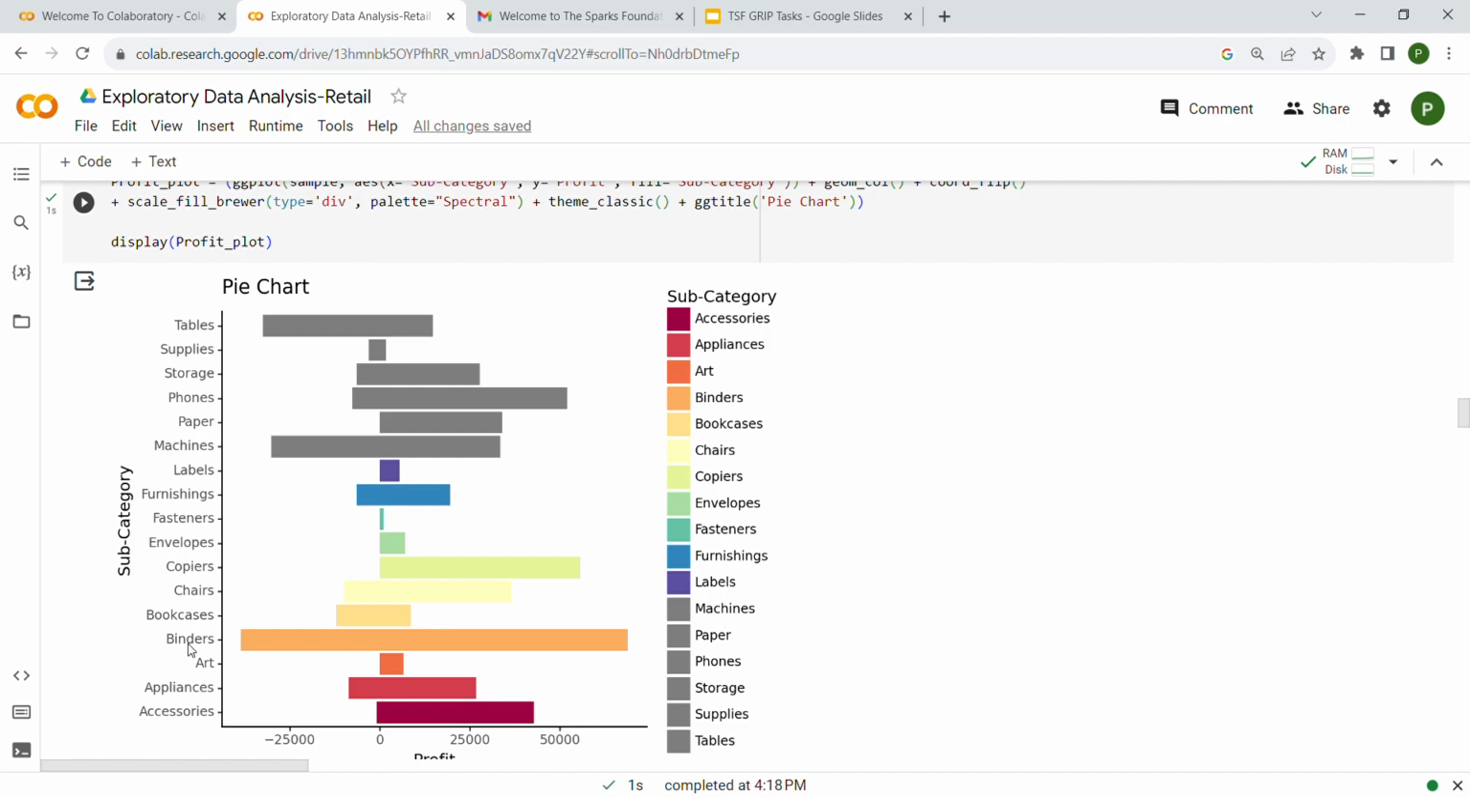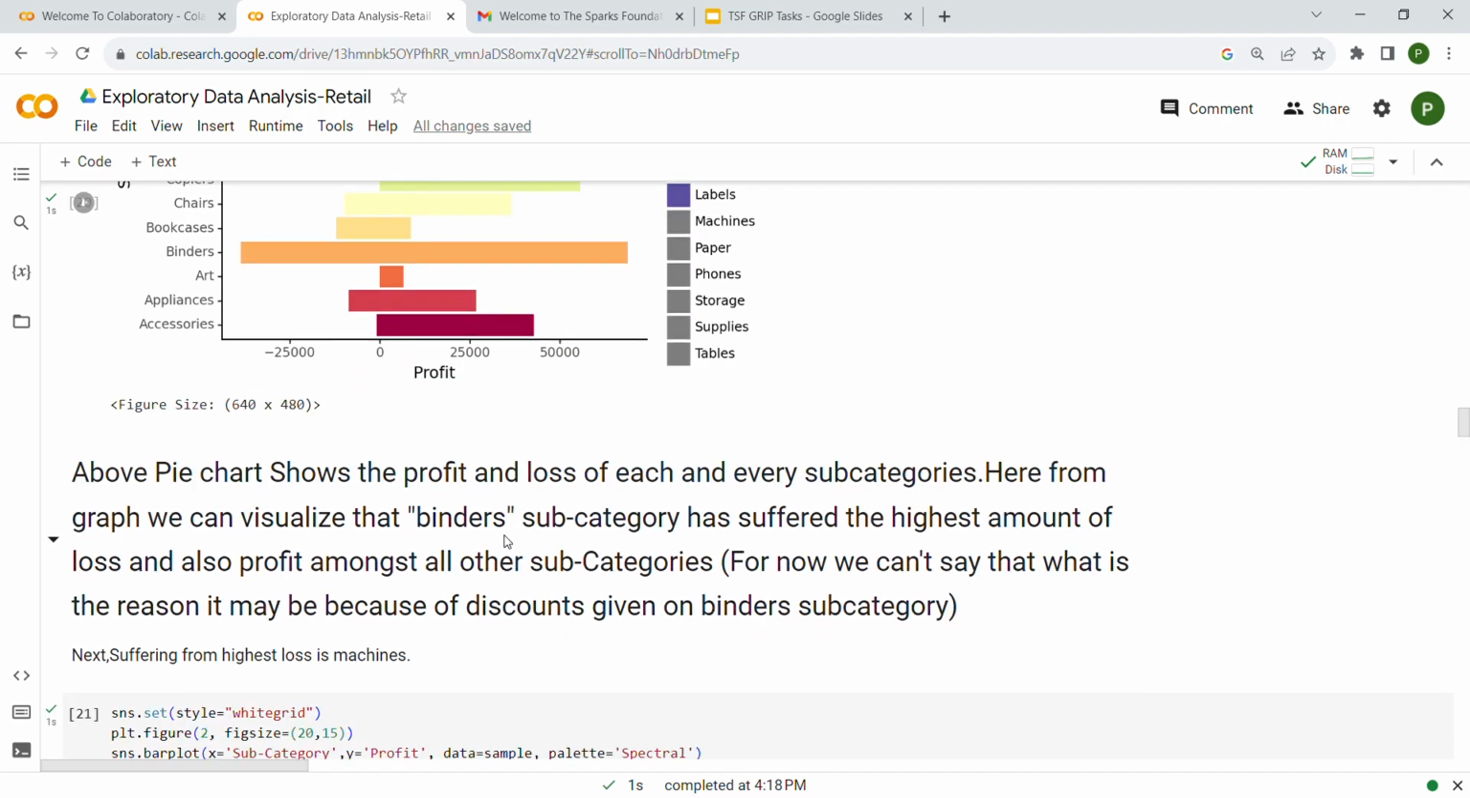After that, the copiers, you can see that the copiers have gained the highest amount of profit with no loss. In fact, there are other subcategories also which have not faced any kind of losses, but their profit margins are also low. Next, suffering the highest loss is machines. So this pie chart gives us this much information.